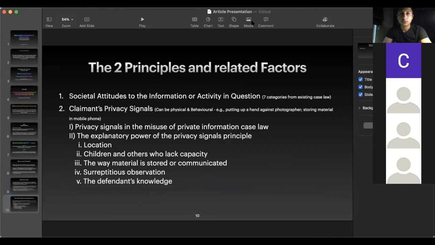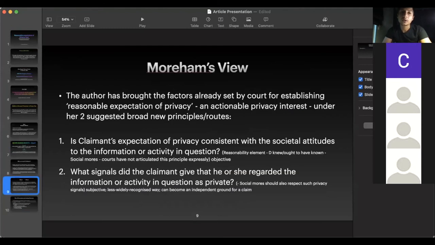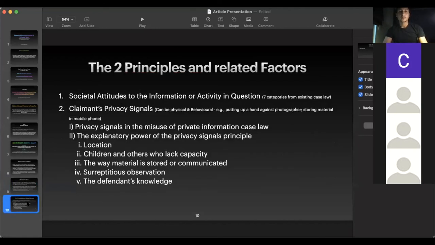Buddy, could you repeat the slides again from the top? I think this is what you need to get. This is the most important, because it took a lot of time. This is the important bit. This is an objective one, the societal one. The second one, the signals one, is a subjective one.